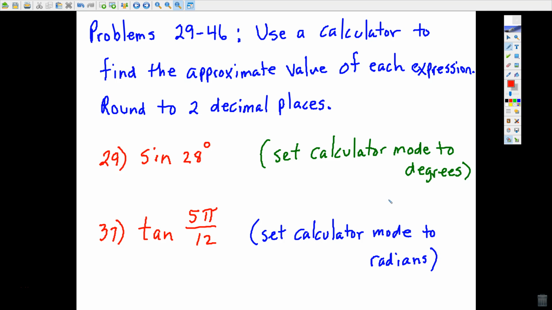So since this is in degrees, number 29, we need to make sure that it's set for degrees in our calculator. Okay, so let's just go ahead and do that. So you key in the sine function. Put in 28, and again you need to make sure that your mode is set for degrees. And what is our answer? Adam.